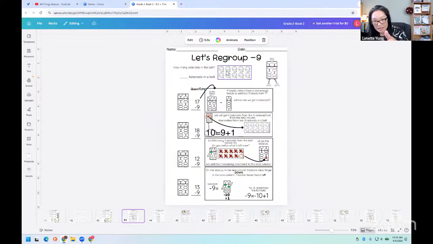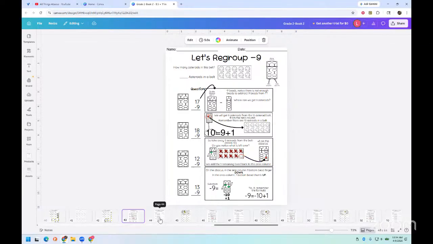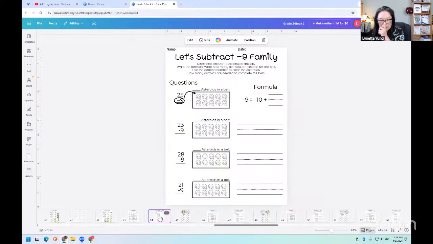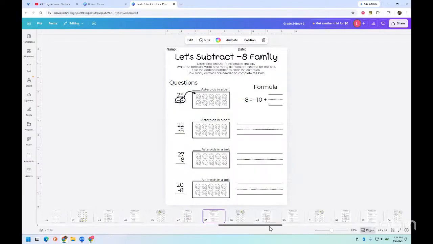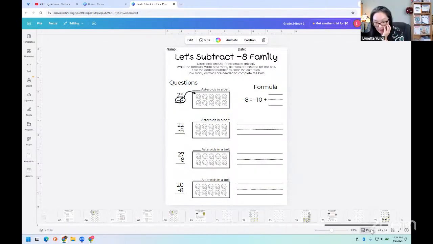Understand that there's always going to be 10 asteroids in a belt. I always want to do 10 asteroids, right? If I want to take away the 9, I have to take it away from the 10 asteroids. So if I take 9 away from the belt, how much is left over, we add that back into the ones column. Again, simple numbers, spin the wheel. And so that's what I did. And then we do subtraction.